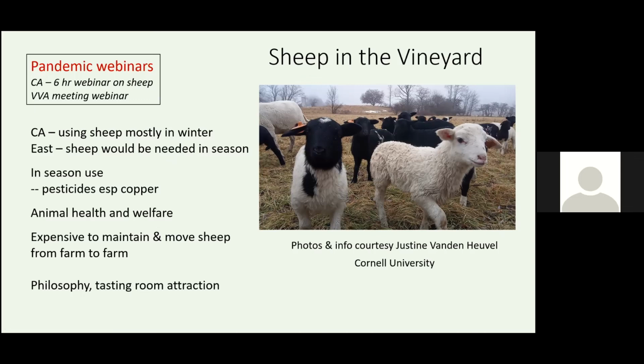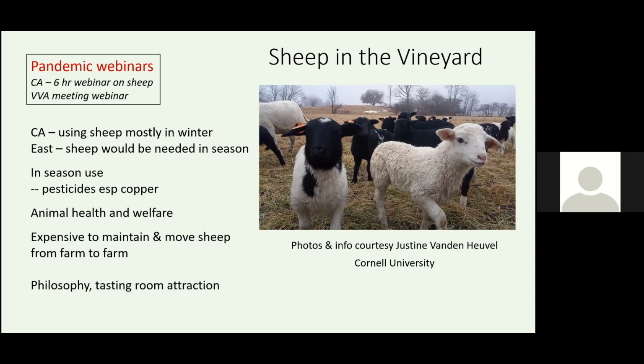And that's a concern because we use pesticides. And, you know, we can observe the REIs and so forth, but there still might be some pesticide residues on the vineyard floor. I think that needs to be evaluated before one goes ahead with this. And I am told by someone who knows more about animal care than I do that sheep are particularly susceptible to copper. The copper is not good for them. So you have animal health and welfare to worry about, and it's expensive.